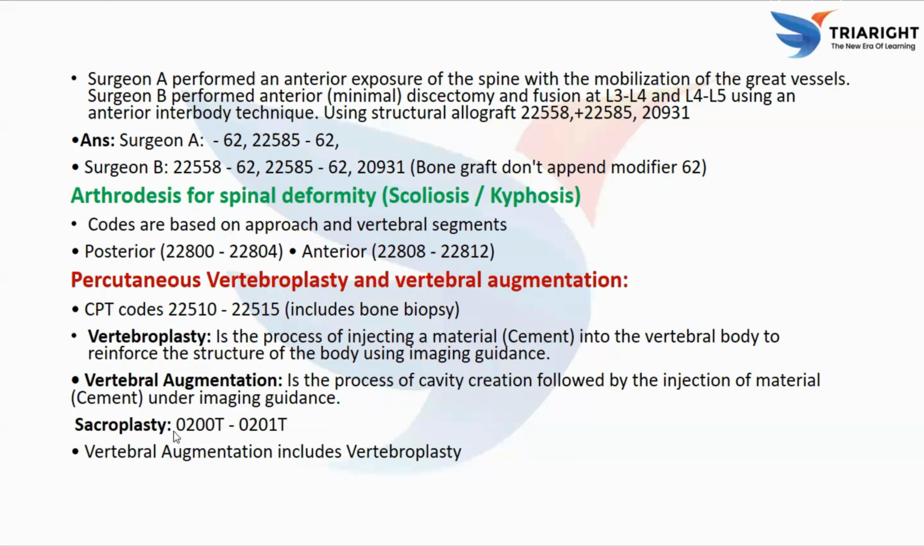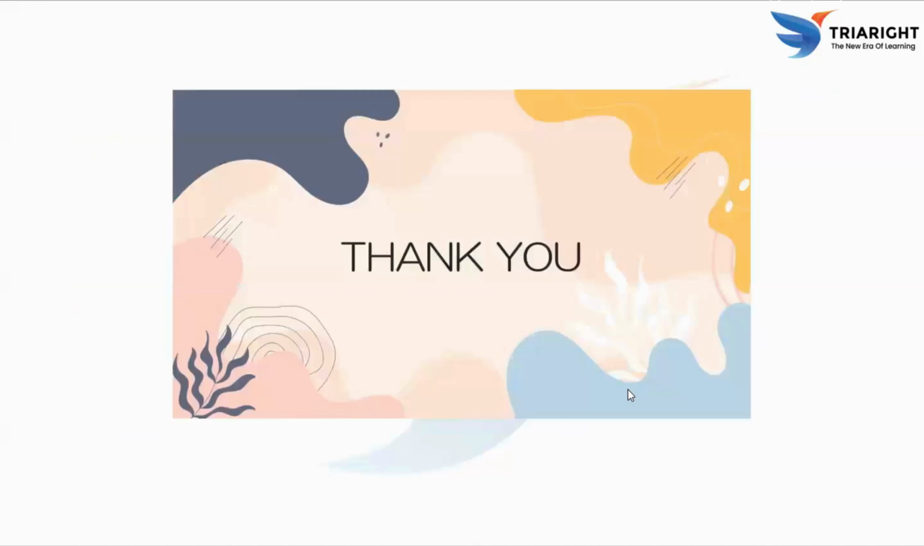And next is sacroplasty. The procedure is similar to vertebroplasty, but it is done in the sacrum. The codes are Category III CPT codes, 0200T to 0201T. These are temporary codes used for emerging technology. So this is about percutaneous vertebroplasty and vertebral augmentation code classification.